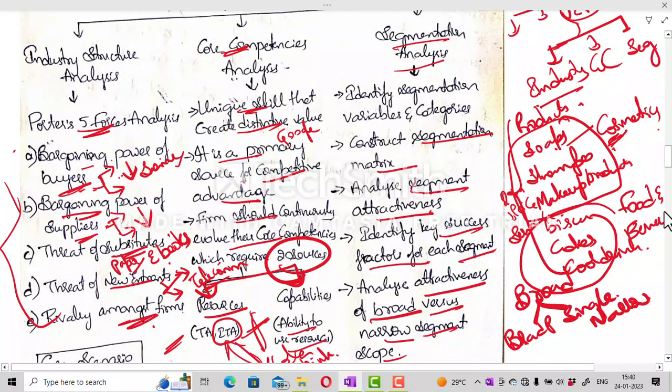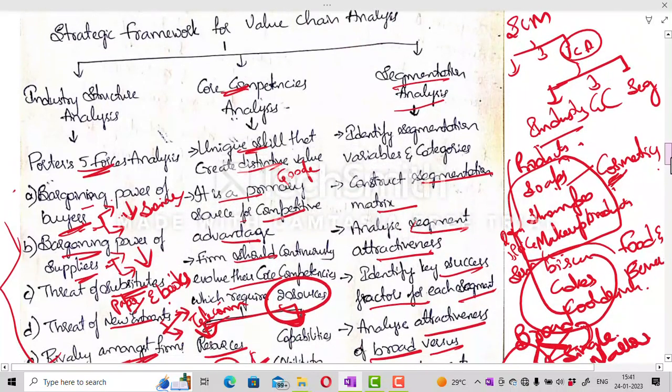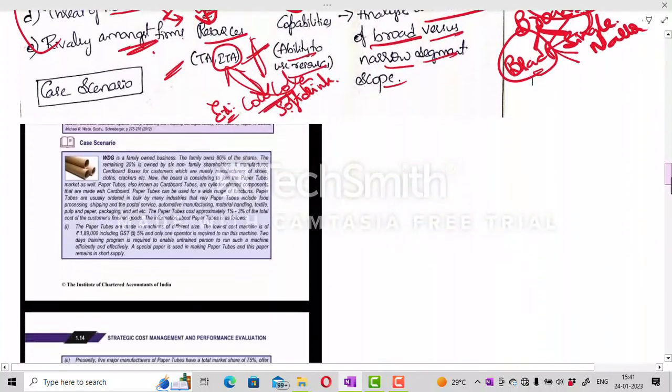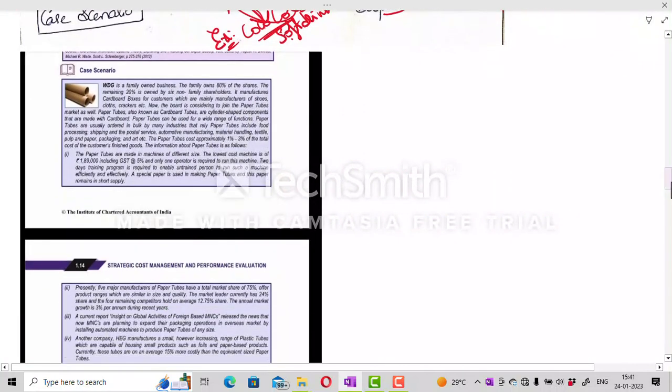It is beneficial to produce broad itself, because if you produce many products and release them into the market, one might become a complement to another. One may give profits to other goods, and the profit of one may be set off against the loss of others. It is beneficial in the long term, and these are the three categories of a strategic framework of value chain analysis. We have a case scenario regarding this value chain analysis. Let's read the case scenario.